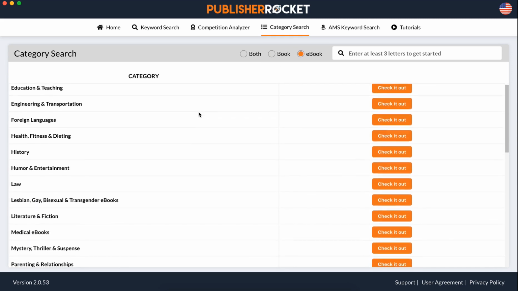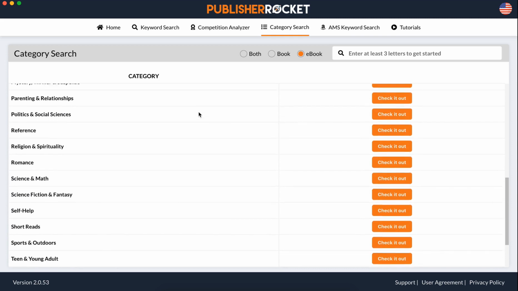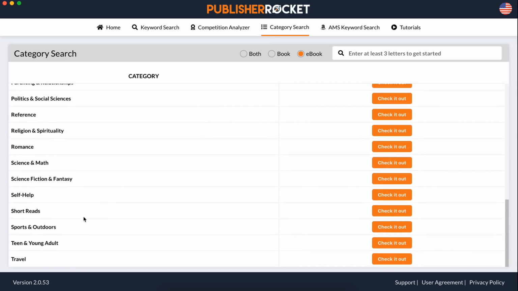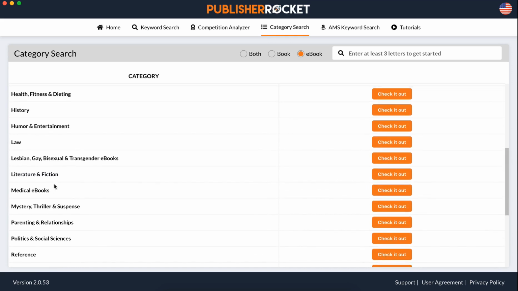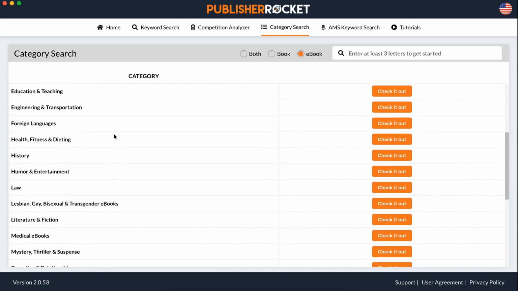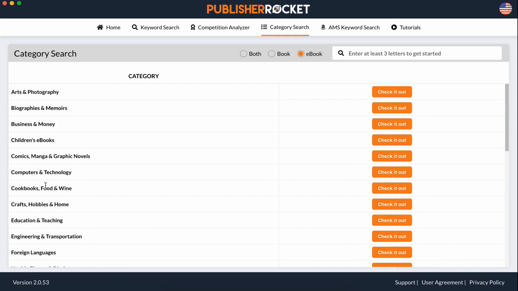Now you can look at all of these. You can see there's quite a number of them. There's teen and young adult, science fiction and fantasy, parenting, mystery, LGBT, foreign languages, all kinds of fiction and nonfiction. Now, if you want to search for something, you can just go up here.